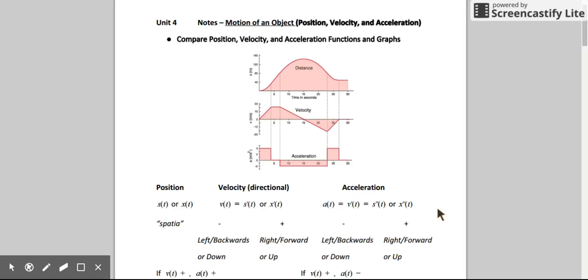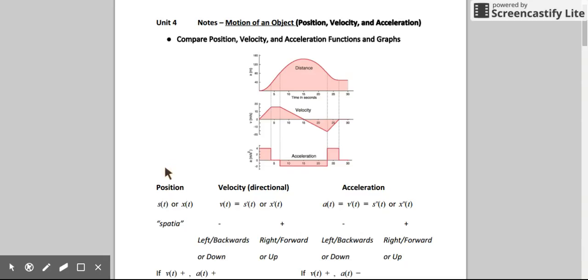This video is going to be part one of a two-part series of videos describing position, velocity, and acceleration functions and their graphs, and then how that information can help us describe the motion of an object as it moves through space relative to time. So we'll start off with how position, velocity, and acceleration relate to each other.